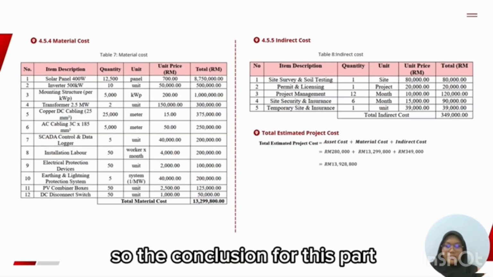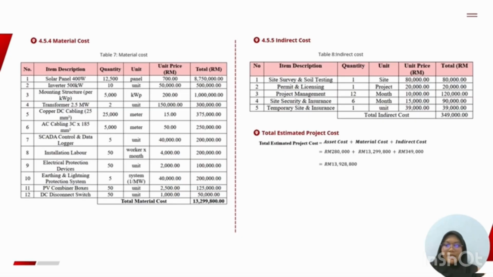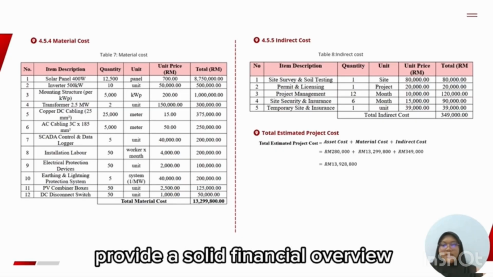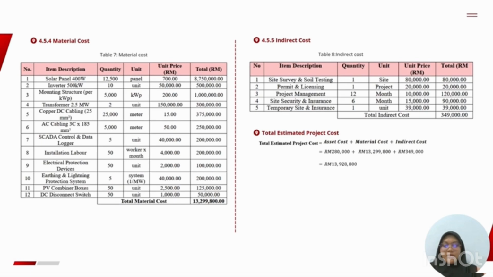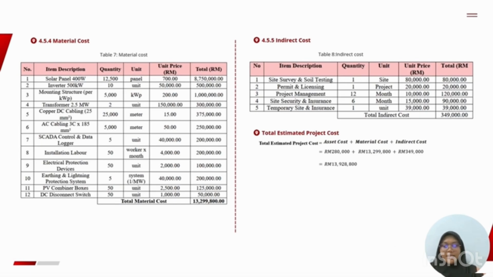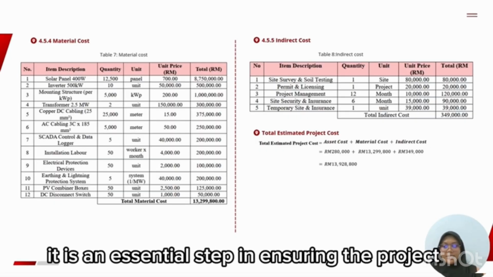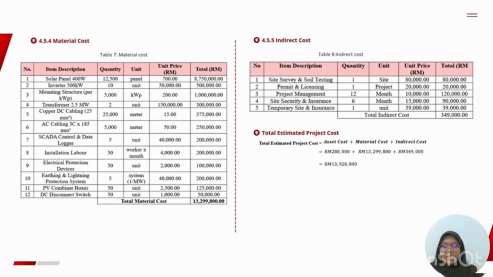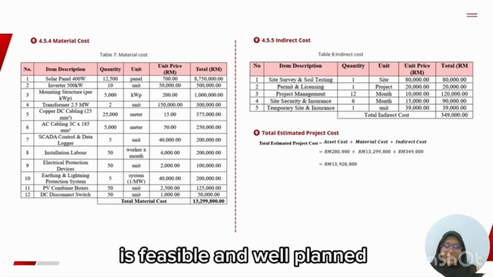So the cost conclusion for this part: this estimation provides a solid financial overview for a 5 megawatt solar plant project. It covers land, infrastructure, and both visible and hidden costs. It is an essential step in ensuring the project is feasible and well planned.